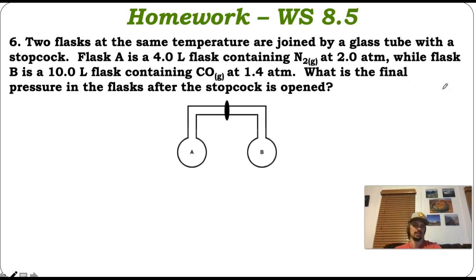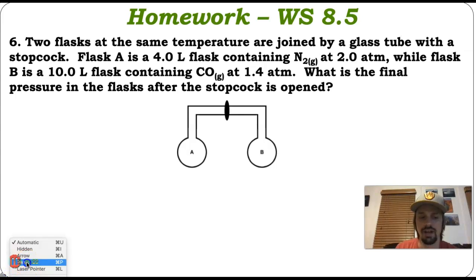All right. Number 6, last one we're going to do together. 2 flasks at the same temperature are joined by a glass tube with a stopcock. A stopcock is a valve that you can open and close. So I'm keeping these 2 gases separate, okay, gas A and gas B, and I can open it up and allow them to diffuse or mix together.